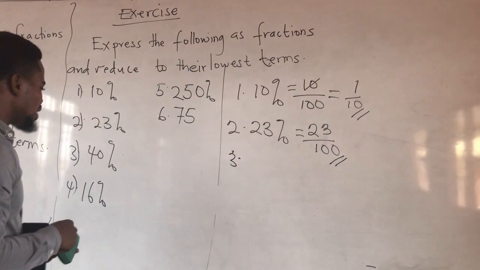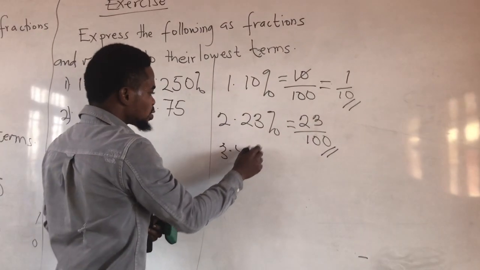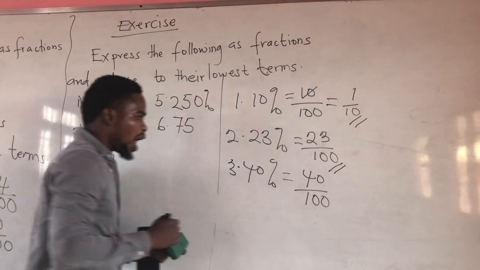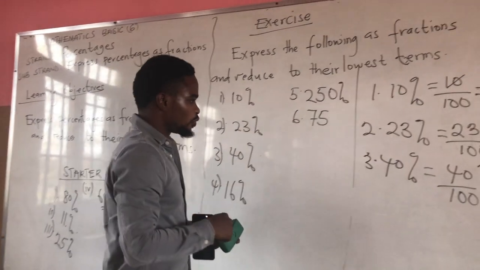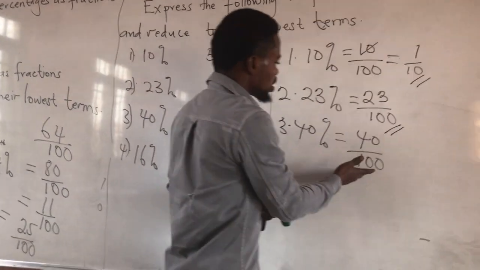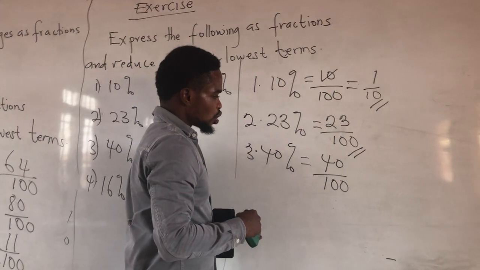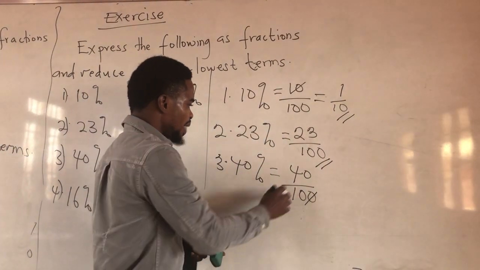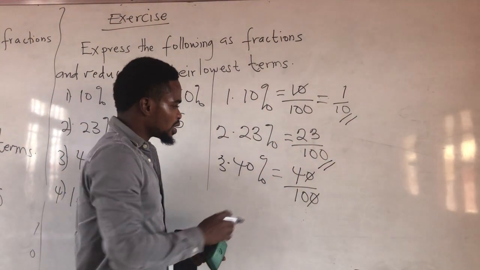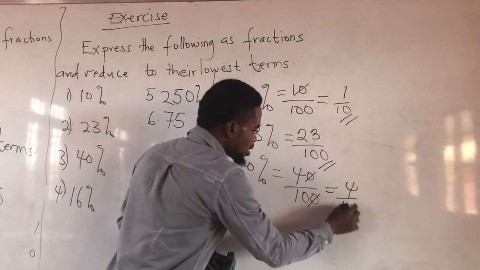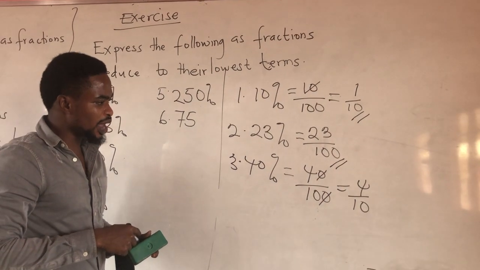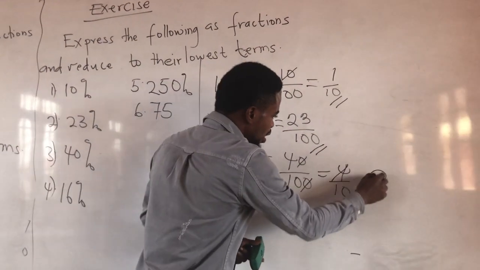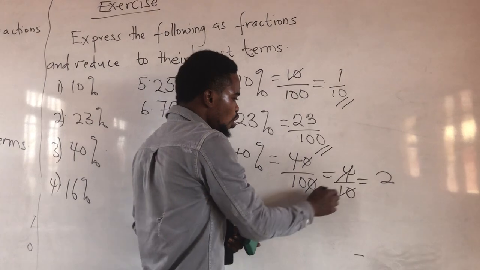I'm moving on to question number 3, which is 40%, which can be written as 40 out of 100. Then I look for a number that can go into this. I reduce it by cancelling the two zeros. What is left is 4 and 10. I look for a number that can go into 4 and at the same time into 10. 2 goes into 4 two times and into 10 five times.